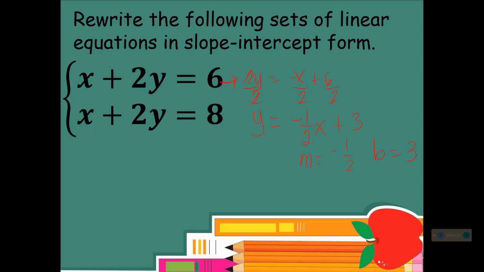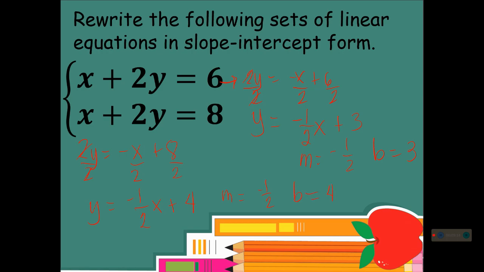Do you follow? Okay. For the second equation, on the lower part, we have 2y equals negative x plus 8. Again, you have to divide all the terms of the equation by 2 to eliminate the coefficient of y. So, you will have here y equals negative 1/2 x plus 4. Okay. So, this time, our m is negative 1/2 and our b is 4.